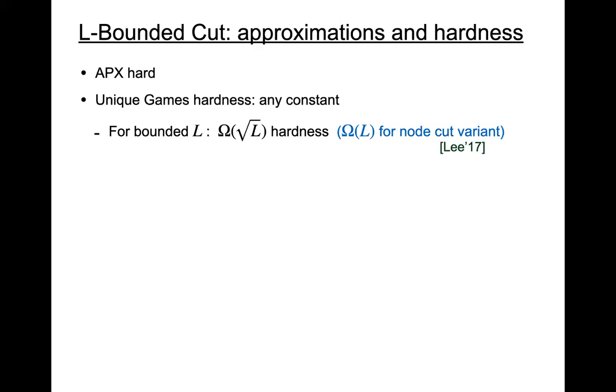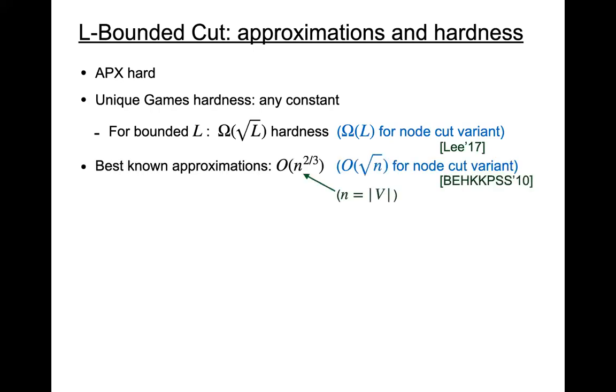I'm not going to talk much about the node variant in this talk, but we talk about it extensively in the paper. We also know approximations. The best known approximations currently are O of n to the 2/3, where n is the number of vertices. And for the node variant, it's O of square root n. And these results are due to Pyre et al.